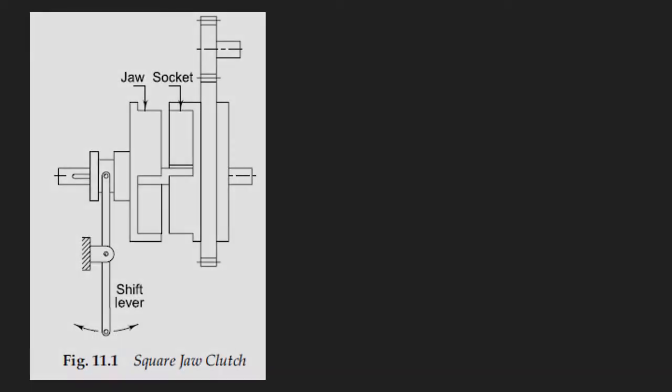Okay. So here I have just taken out the schematic of positive clutch and a friction clutch from Bhandari textbook, okay, for your reference here. Now this figure here shows a square jaw clutch here. This is the jaw and the socket here. Now when the jaw and socket are engaged, there will be transmission of power. When you need to have a disengagement, you will press the clutch and you will have a disengagement. Okay, this is the shift lever that you see here.